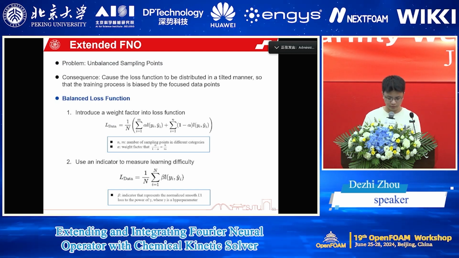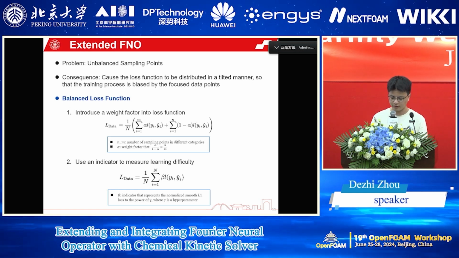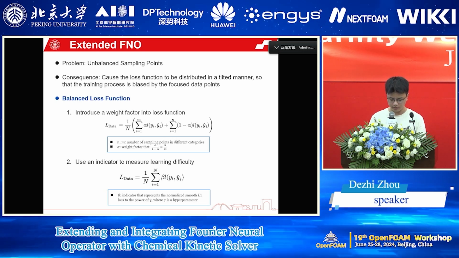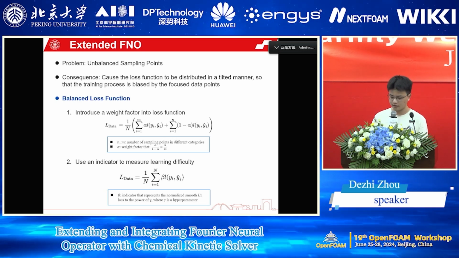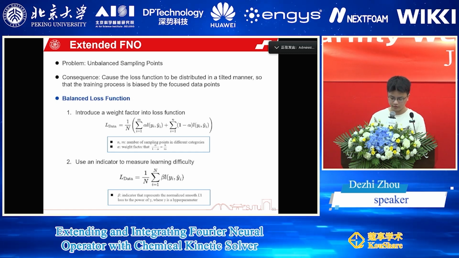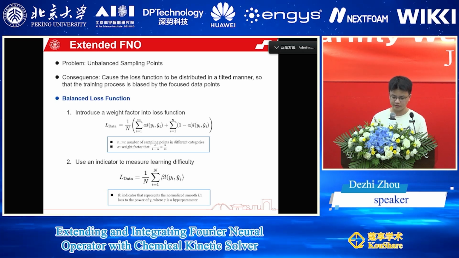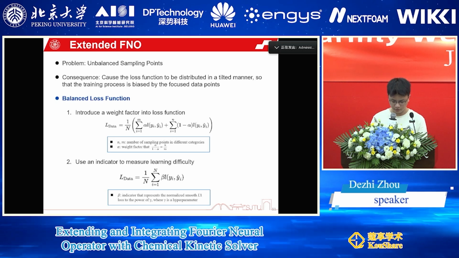During complex reacting flow simulations, the reaction zone may be confined to a specific area. As a result, most of the sampling points are located in areas where thermophysical states are constant, leading to unbalanced sampling points. This can cause the loss function to be distributed in an unbalanced manner, so that the training process is biased by the focused data points.